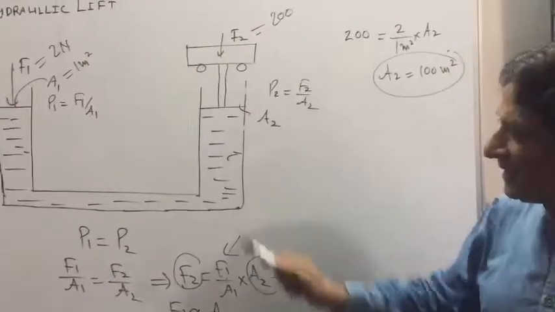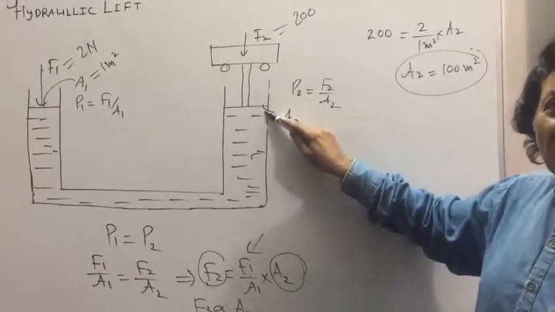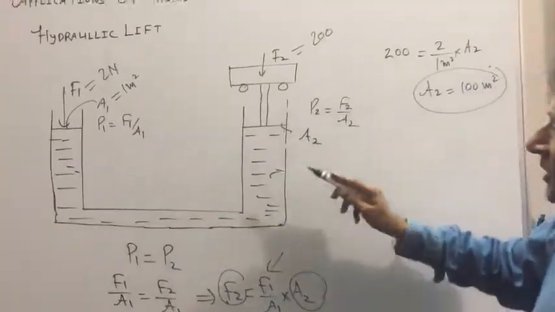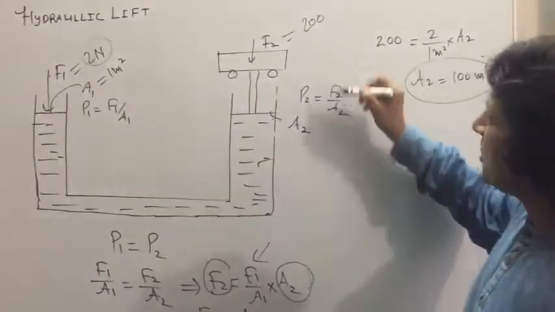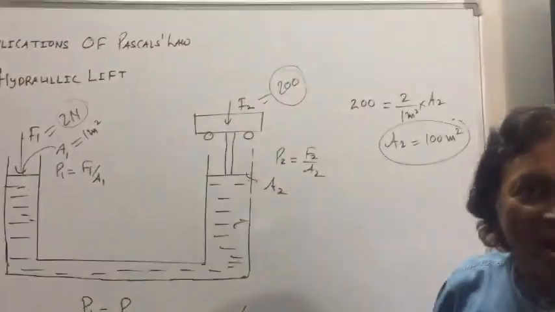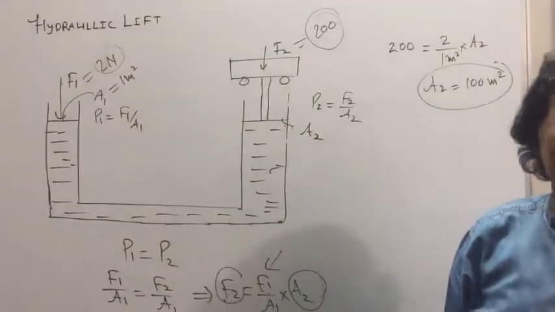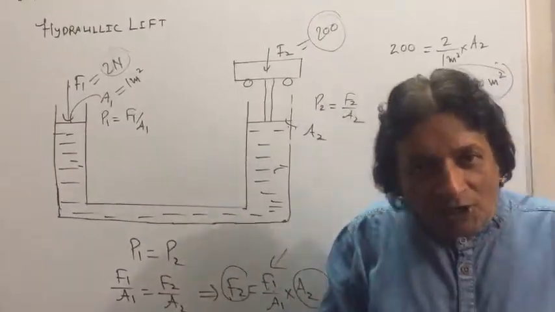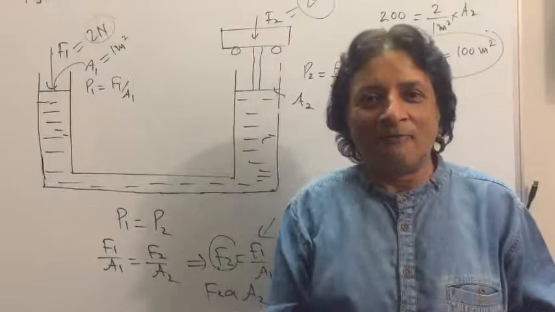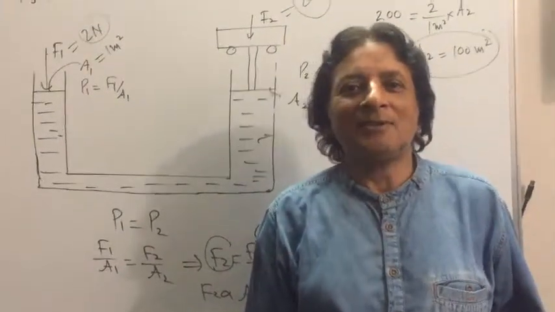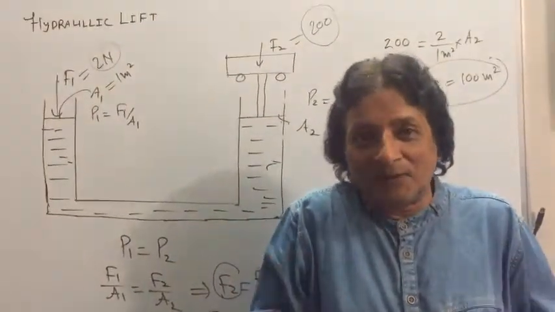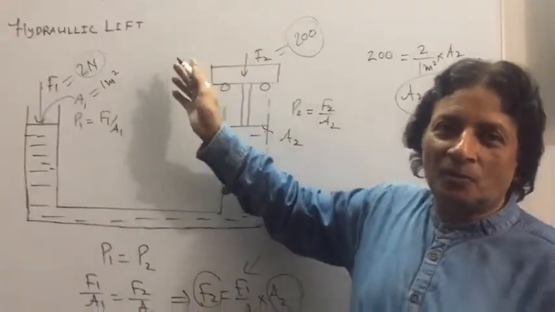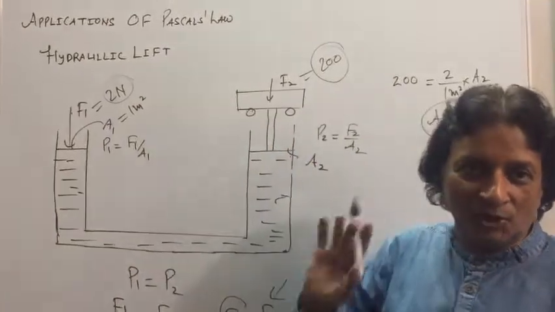Simply by increasing the area of cross section, you have increased your efforts. The 2 Newton is 100 times increased, that is 200 Newton. Just by increasing the area. So you increase area with the same effort, you can increase the load lifting capacity. This is the principle of hydraulic lift. This is called Pascal's law, one of the applications.